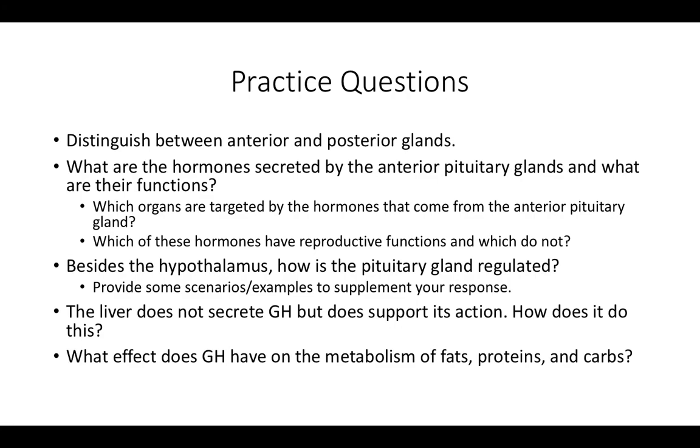What effects does growth hormone have on the metabolism of fats, proteins, and carbs? So we're going to spare proteins, right? Because we want to build proteins. That's sort of the function of growth hormone. We also want to spare carbohydrates so that they can be utilized by the brain, but we're not going to have that same effect on fats because we want to utilize these fats for energy. Okay, so talk about the effect of growth hormone on all of these different macromolecules.